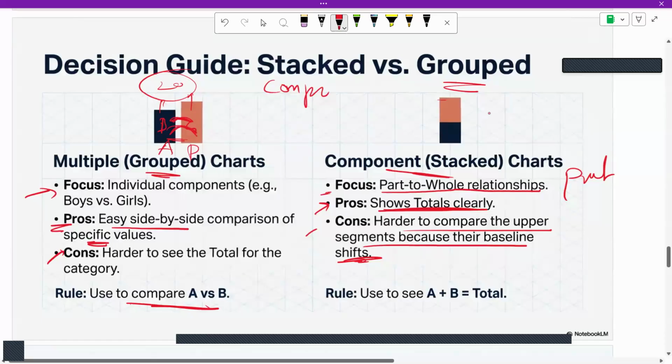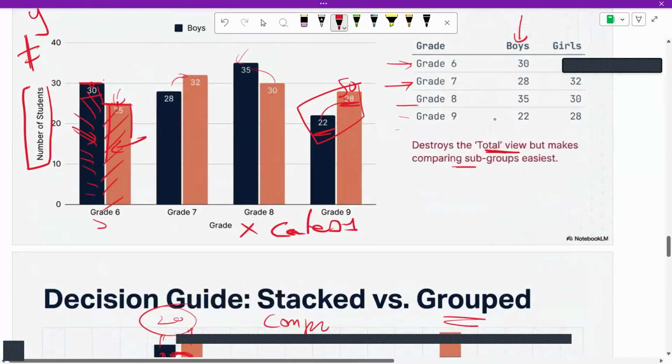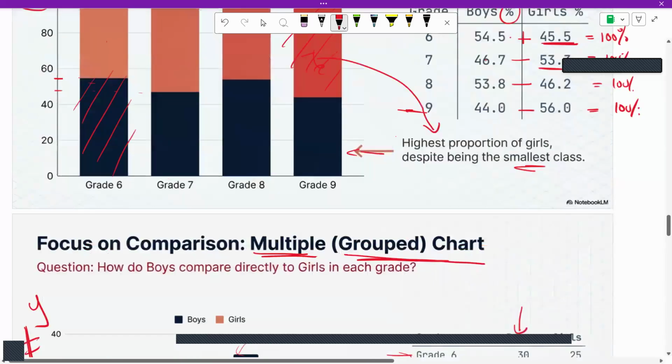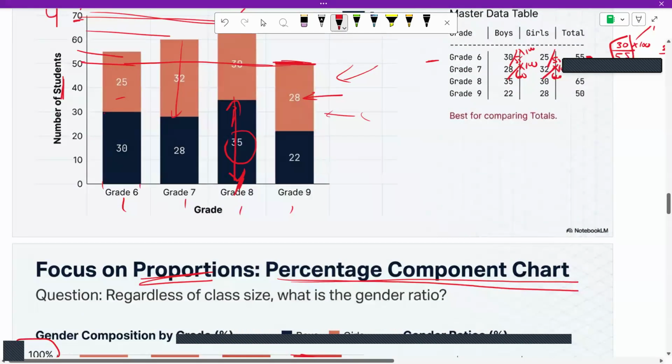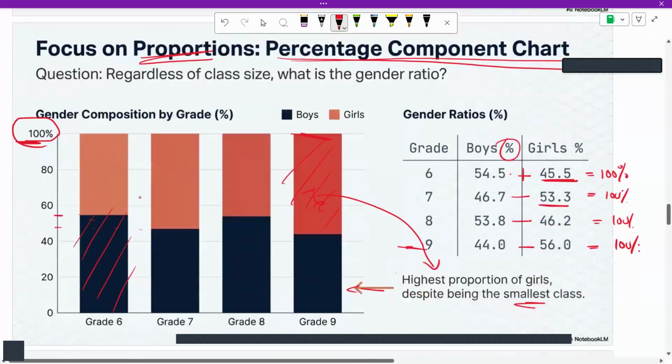Upper segment here, when you look at here, the upper limit, the girls start from here. Girls, in this column, girls start counting from 0 here, and 0 here. So it has a different baseline. The 0 starting point is different. But for boys, for the first group, all start from this x-axis, the base. That's a challenge.